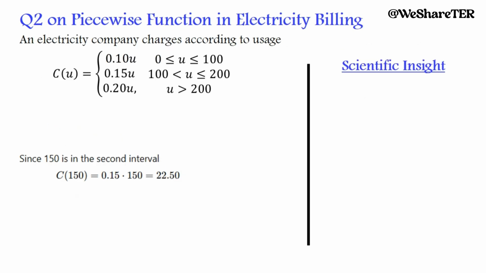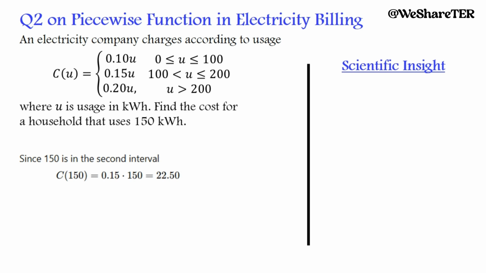An electricity company charges according to usage. C(u) equals 0.10u for 0 ≤ u ≤ 100, and 0.15u for 100 < u ≤ 200, where u is usage in kilowatt hours. Find the cost for a household that uses 150 kilowatt hours. Solution. Since 150 is in the second interval, C(150) = 0.15 × 150 = 22.50.